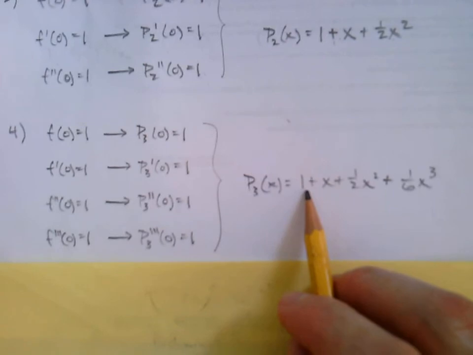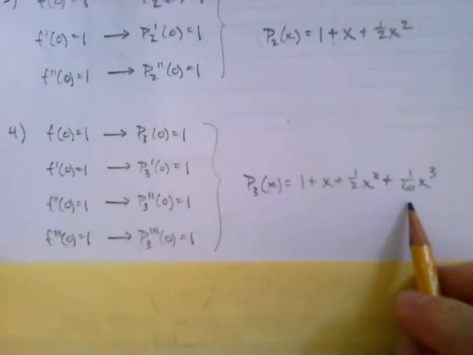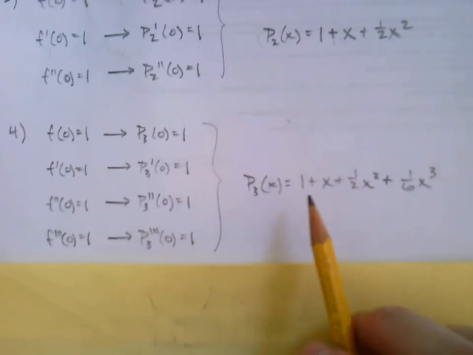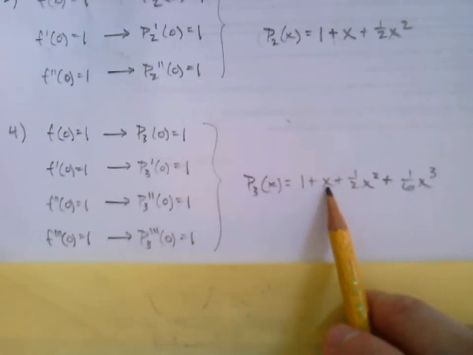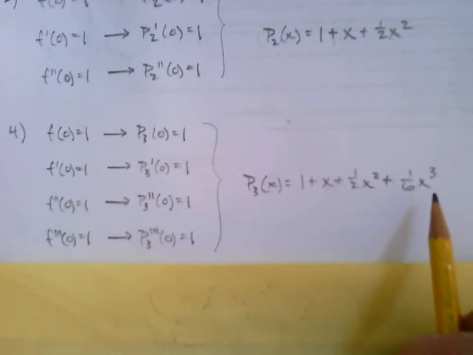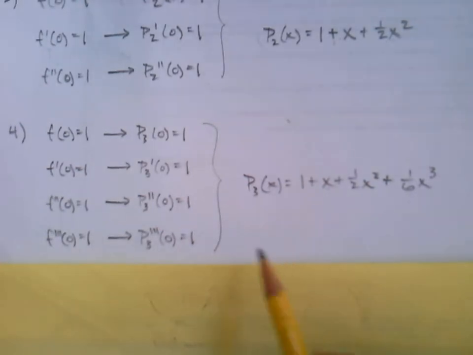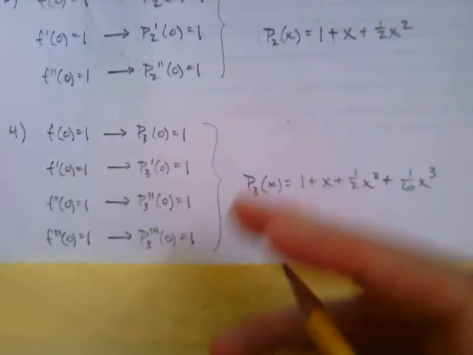Well, it's going to be 1 plus x plus 1/2 x squared plus 1/6 x to the third. At 0, we get the 1. The first derivative at 0 would be 1. The second derivative at 0 would be 1. And now the third derivative would simply equal 1. And so the third derivative at 0 is 1 also. And if you want to check these 4 things yourself, I welcome you to do that.